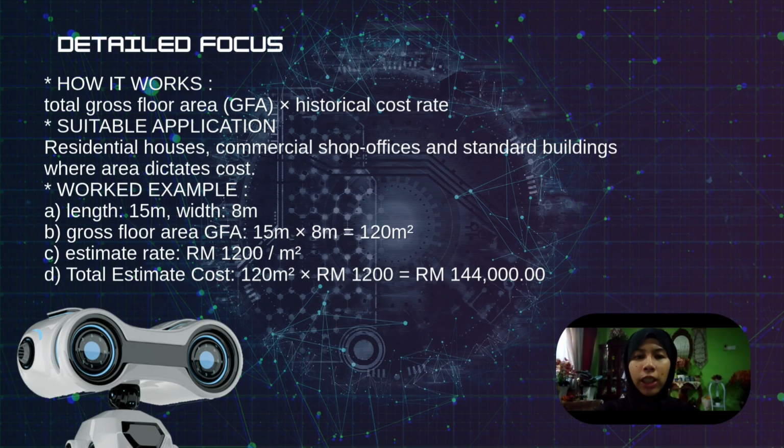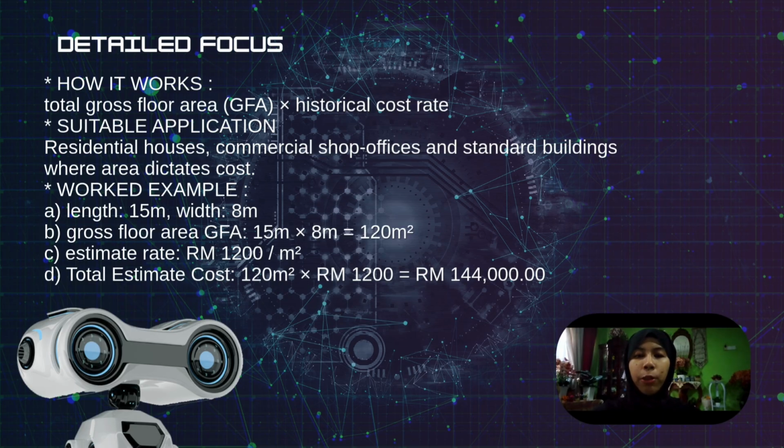If historical cost data suggests a construction rate of 1,200 ringgit per square meter for these types of houses, we simply multiply the total area by this rate. This gives us an estimated total project cost of 144,000 ringgit. This basic calculation allows clients to understand the general mechanism before applying it to a complex multi-story project like our Appendix 2 scenario.